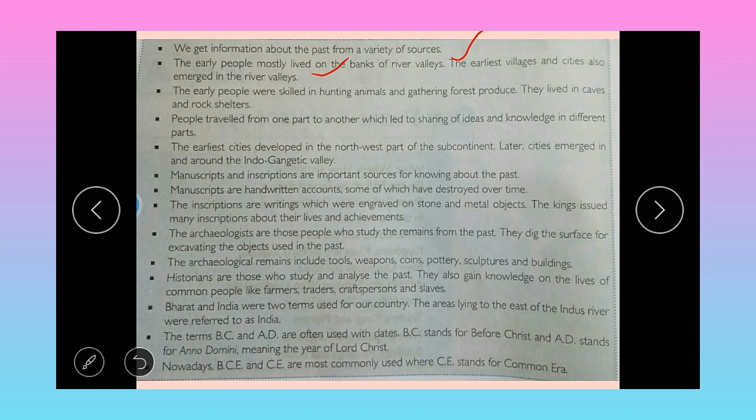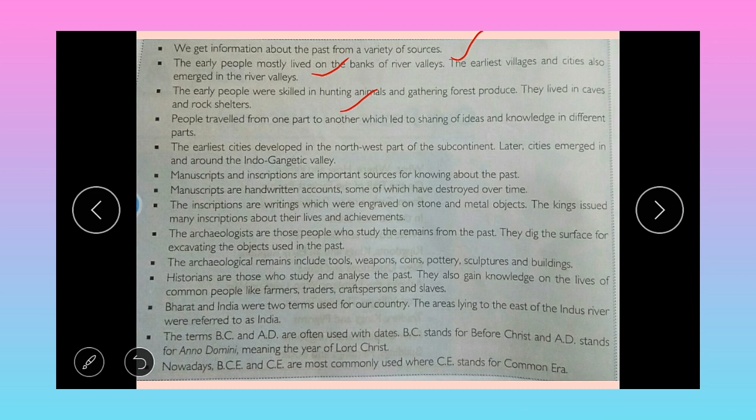Our third point is that the early people were skilled in hunting animals and gathering forest produce. They lived in caves and rock shelters. So our early people were skilled people. They hunted animals and gathered forest produce, and they lived in caves and rocks.